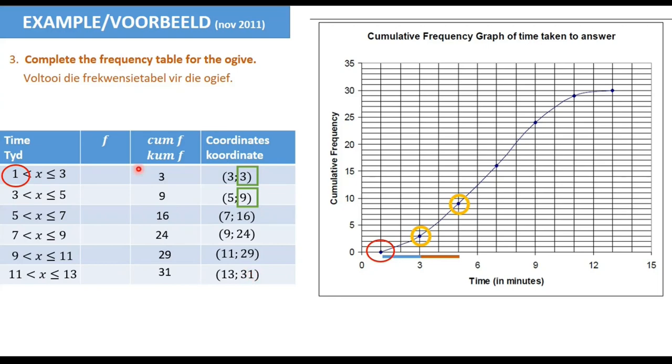In all the previous questions, we had these ones. So we would say the first one, 3, is just 3. Then we would add to get the next one. Then we would add all of them to get the next one, and so on and so on. But now we have to work in reverse. The first one is always easy because 3 is just 3.